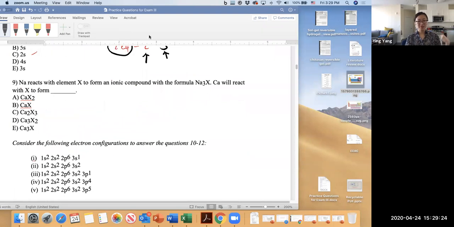Sodium, we love sodium. And to be more precise, we love sodium chloride. Sodium reacts with element X. We don't know what this element is, but it's okay, to form an ionic compound with this formula. Now calcium is going to react with X to form, okay, we are asked to identify the molecular formula. Actually it's the empirical formula to be more precise. Remember that when you have an ionic compound, you can only write the empirical formula.